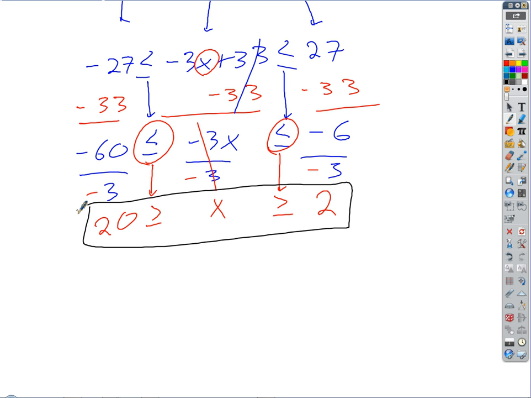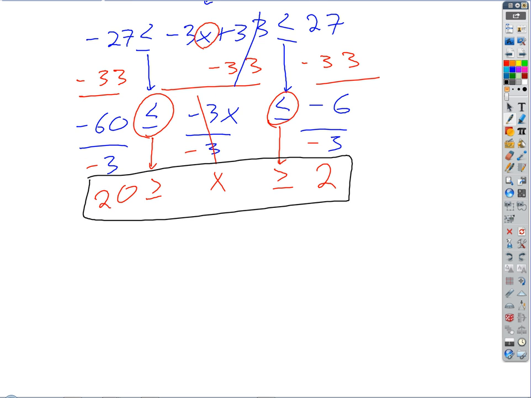So all I'm really going to do is take this thing. Imagine this is written on a piece of glass. I'm just going to take this thing and flip it around. So if I do that, would you agree that I end up with the 2 there and the 20 there, and the x stays in the middle? What happens to the inequality signs? They've got to get flipped, right? Because look at the relationship. X has to be greater than or equal to 2, and it has to be less than or equal to 20. So that's my answer, right?